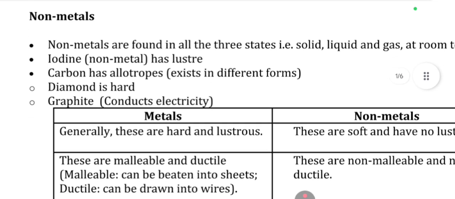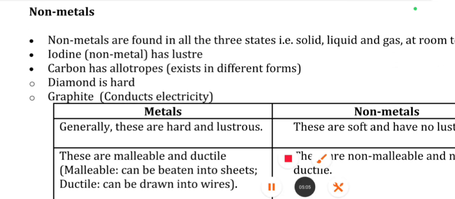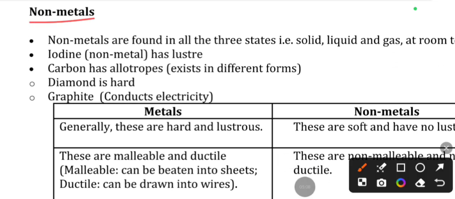Now you can see the properties of non-metals. Non-metals are found in all three states. In metals you have seen mainly they are found in solid state, few are in liquid state also, but non-metals have all three natures: solid, liquid and gas at room temperature. Gold you have seen, copper you have seen, mercury you have seen in a thermometer, it is found in liquid state. So metals are solid as well as liquid, but non-metals are in solid, liquid and gas.